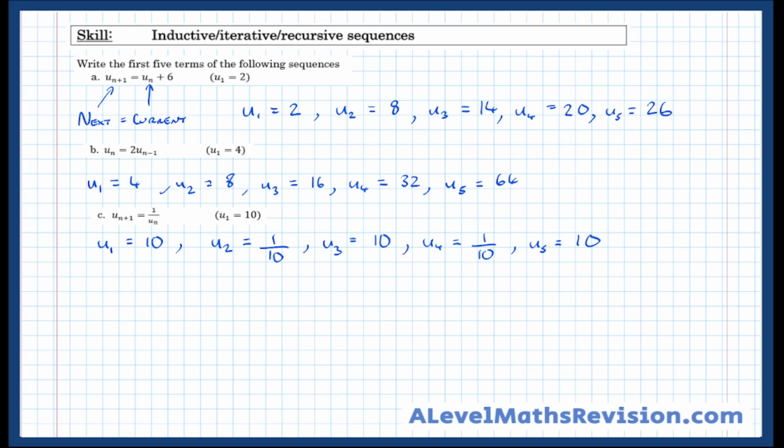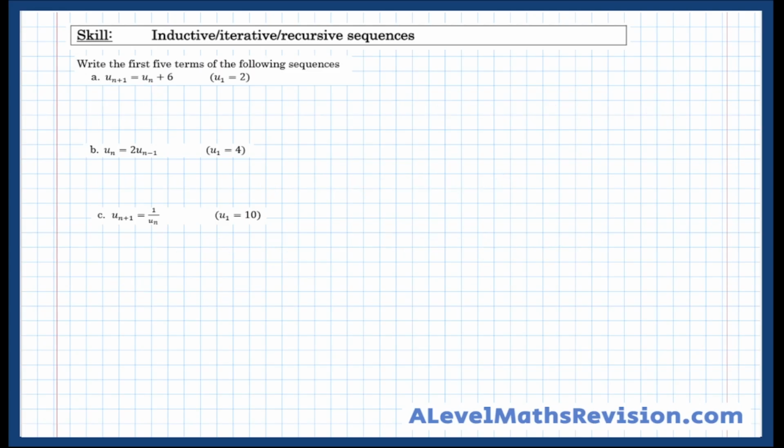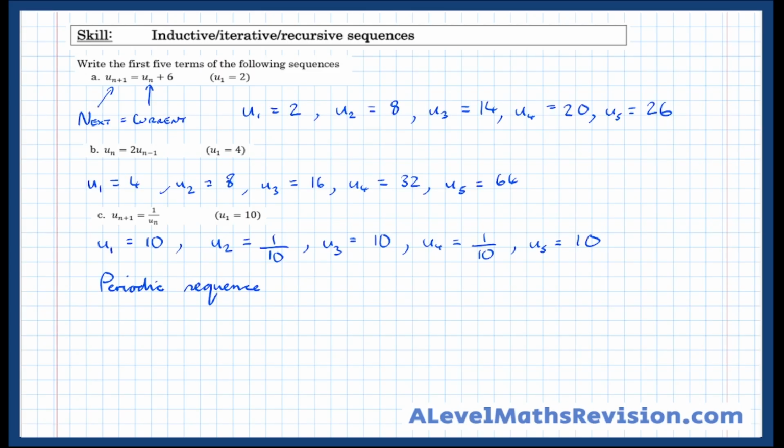And a type of sequence that revolves around a certain set of values and keeps repeating itself, the technical name for it is a periodic sequence. And this sequence has period 2 because there's 2 terms before it repeats itself. If the cycle was 3 in length, then the period would be 3. So a periodic sequence.